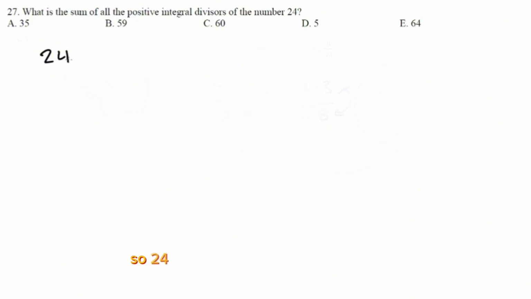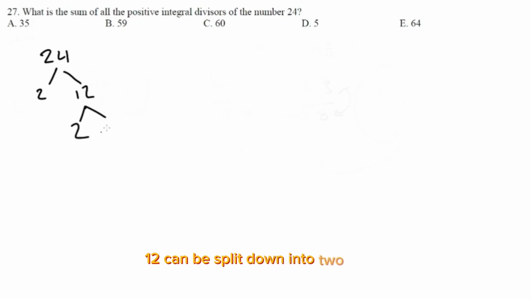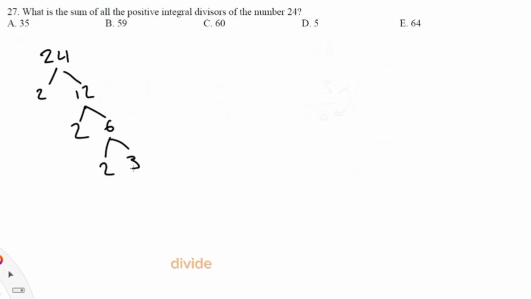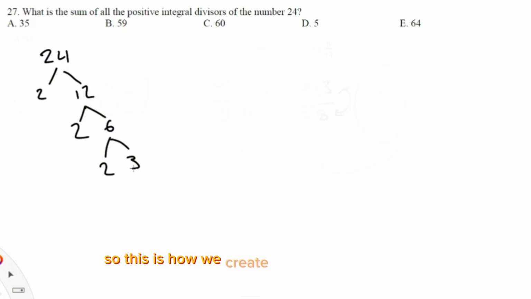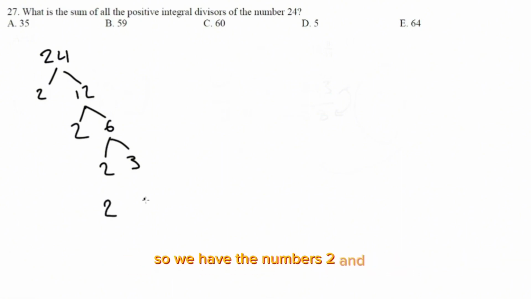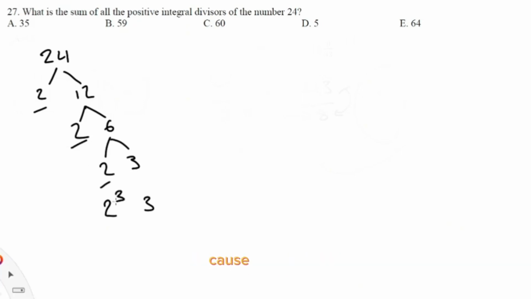So 24 can be split down into 2 and 12. 12 can be split down into 2 and 6, and 6 can be split down into 2 and 3. Alright, so we can no longer divide this number anymore because these are all prime numbers. A prime number is a number that can only be divided by 1 and itself. So this is how we create our prime factorization. So we have the numbers 2 and 3, and we have to give these each a power. We can give 2 the power of 3 because 2 comes 3 times, so 2 to the power 3. And 3 can have the power of 1 because it only has 1 appearance. Now we would multiply these, and that is your prime factorization.